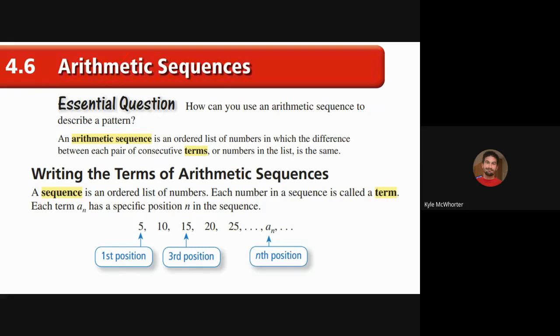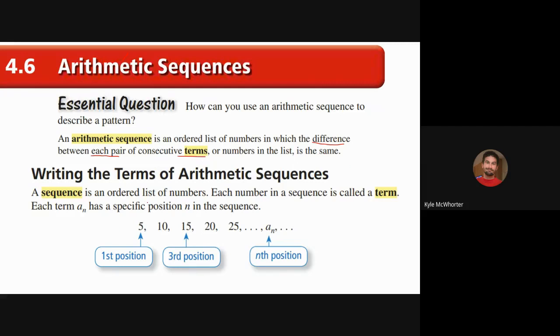So an arithmetic sequence is an ordered list of numbers that has a common difference, right? The difference between each pair of consecutive terms is the same. So that means that it's a list of numbers that goes up by the same amount every time.